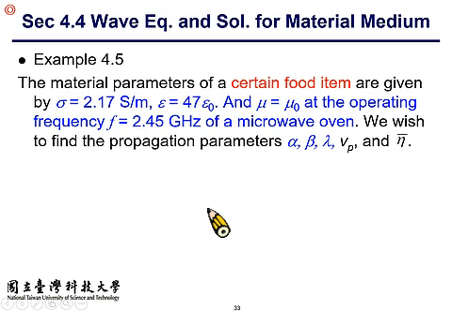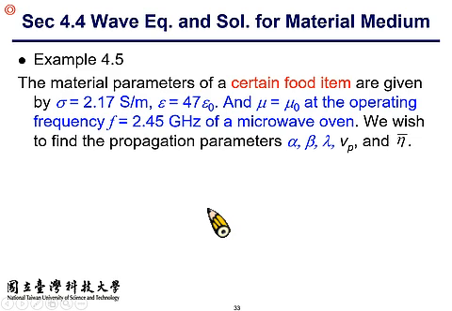Conductivity is 2.17. The epsilon, the permittivity, is 47, which is relatively large, and it suggests that the food item contains some water. If you have some liquid, then its relative permittivity is in the range of a few tens, which is much higher than ordinary solids such as wood, stone, or ceramics. So 47 is a large number, but it's common for material that has some water content. And mu is equal to mu sub 0, which suggests this item is non-ferromagnetic, 不带磁性的, non-ferromagnetic.